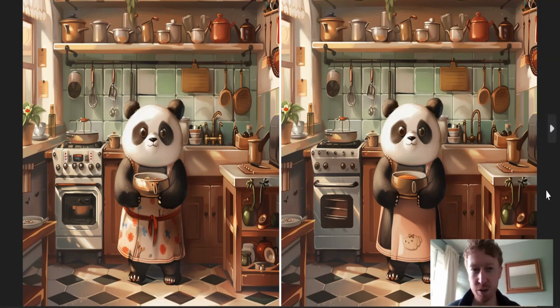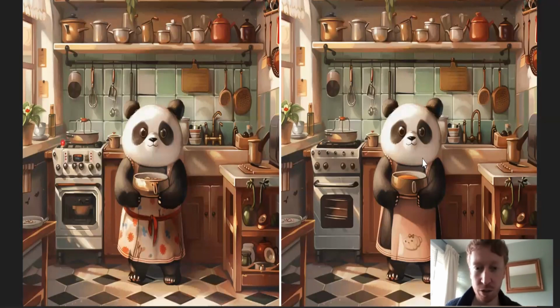Today we're going to play Spot the Difference. This is called Spot the Difference. We're going to look at two different pictures and try to find the difference between each one. And we're going to learn kitchen vocabulary at the same time.